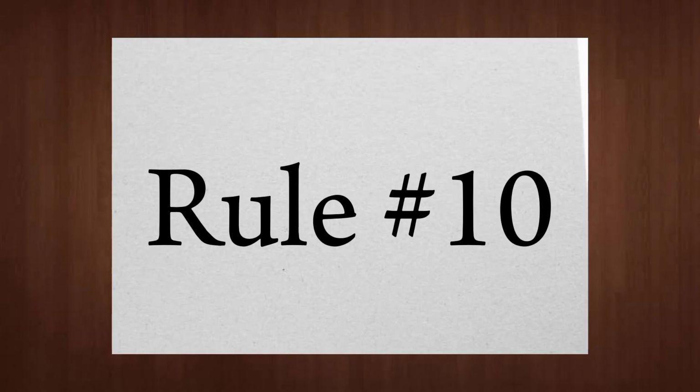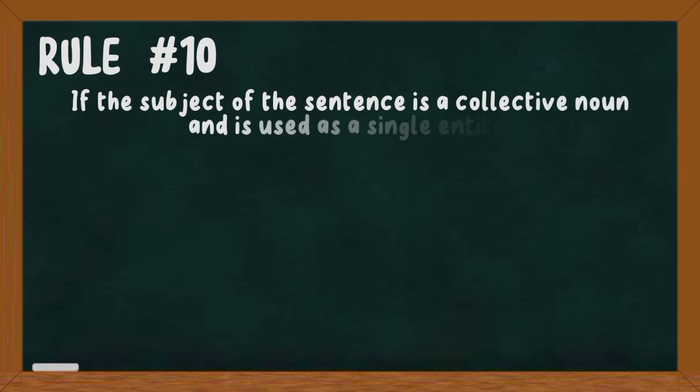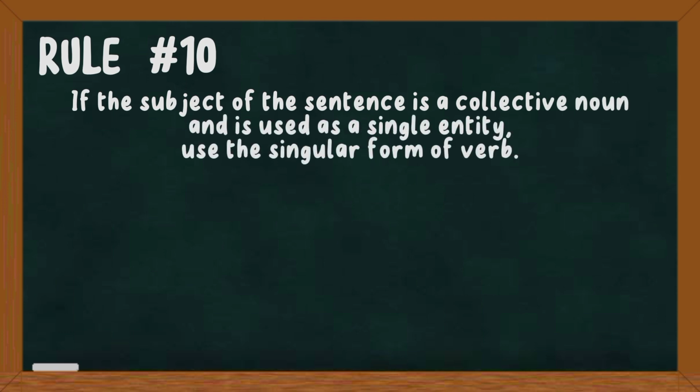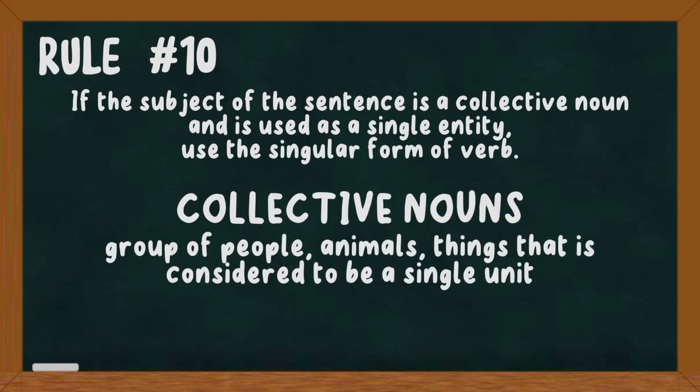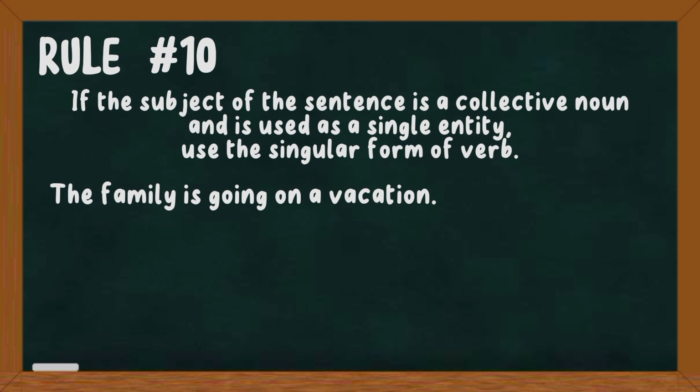Rule number 10. If the subject of the sentence is a collective noun and is used as a single entity, use the singular form of verb. It's quite tricky to understand. Collective nouns refer to a group of people, animals, or things considered as a single unit. In this example, the family is going on a vacation. The family here refers to a family as a unit, as a whole.